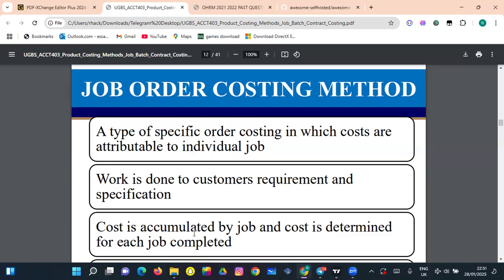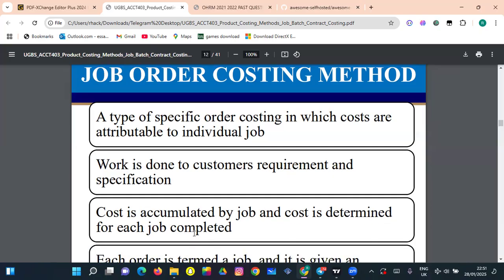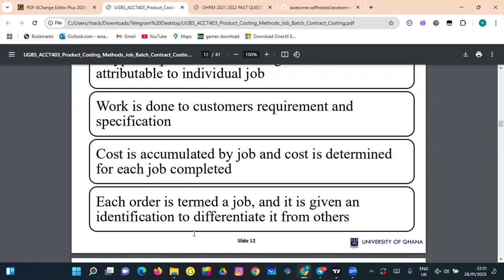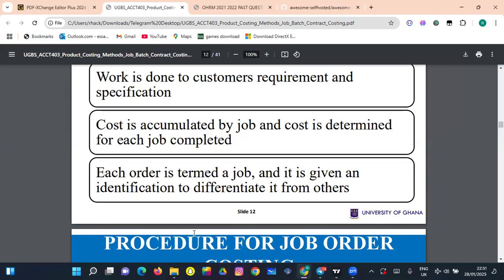Cost is accumulated by the job, and cost is determined for each job completed. Each order is termed a job, and it is given an identification to differentiate it from others.